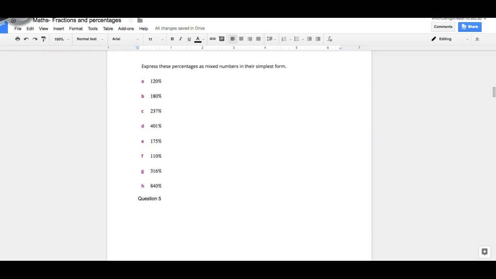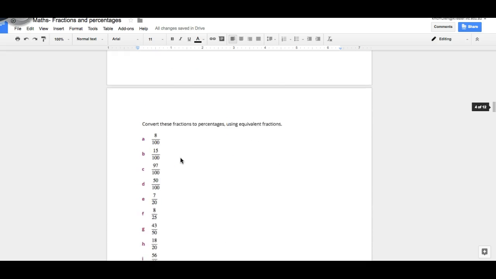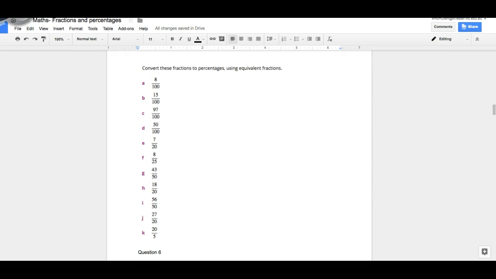All right, let's move on to question 5. So this time we're converting these fractions to percentages using equivalent fractions. These first 4 are already out of 100. So if something is already out of 100, it's easy to see what their percentage would be. So the first one is just 8%. The next one is 15%. What do you think the next one's going to be? 97%. That's right. And then 50%. So those are the easy ones.